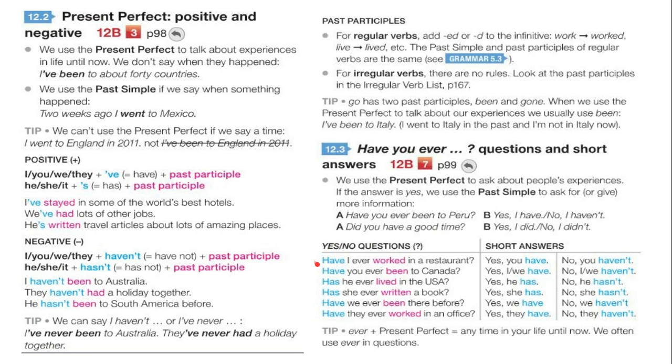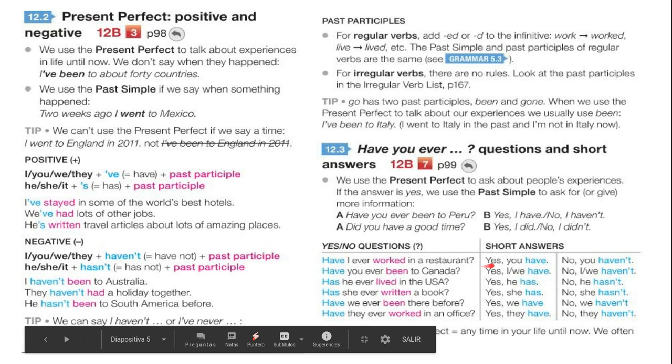So whenever we have the questions, have I ever worked in a restaurant? Yes, I have. No, I haven't. Yes, the pronoun and the auxiliary. Have you ever been to Canada? Yes, I have. No, I haven't. Have you ever lived in the USA? Yes, I have. No, I haven't. Or has he ever lived in the US? Yes, he has. No, he hasn't.